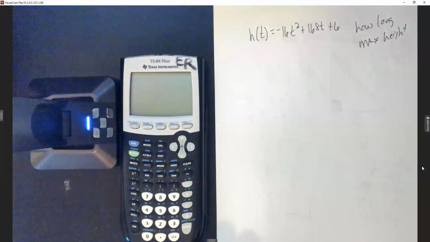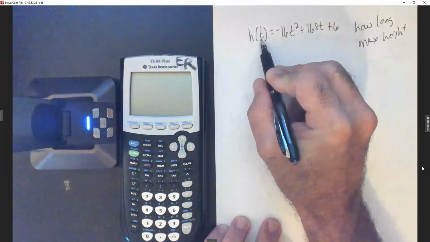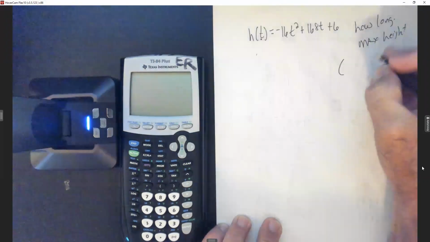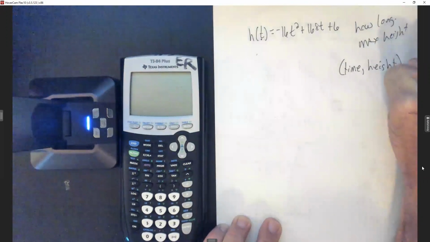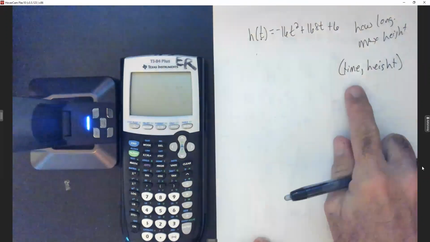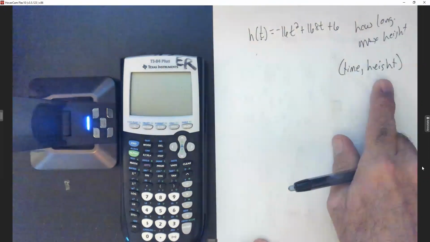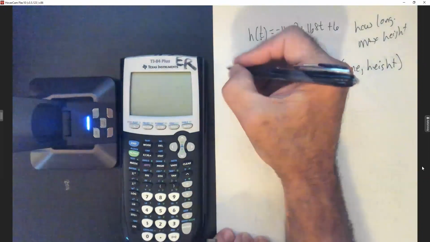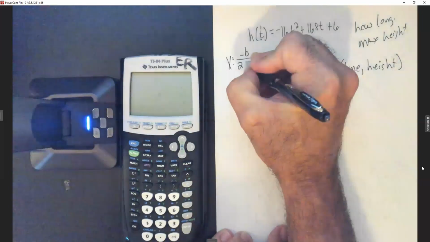So since this has a variable of t for time, once I solve it, the x coordinate will give me how long. So it'll be like this: the time and the height. The stuff on the vertex, the x will give me the time. The y value is going to give me how high it'll go. So let's come over here, and to get that x value, I would use the formula -b divided by 2a.